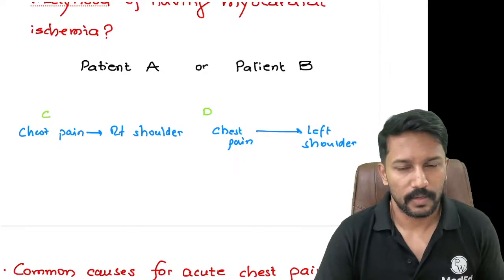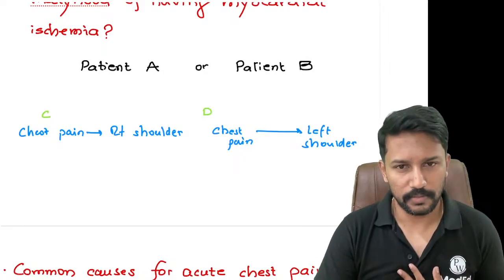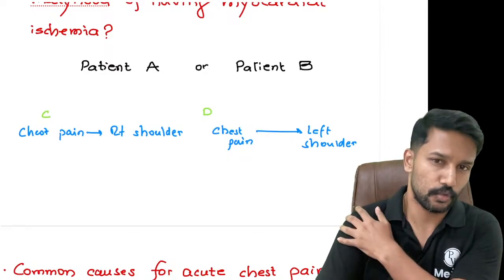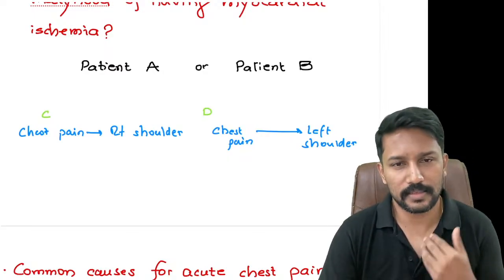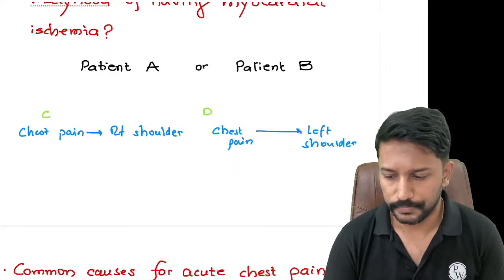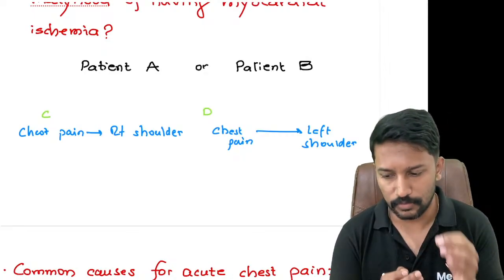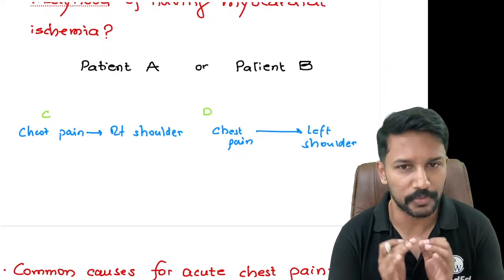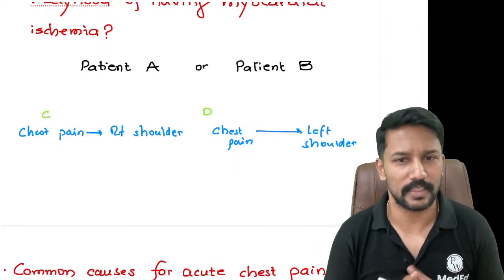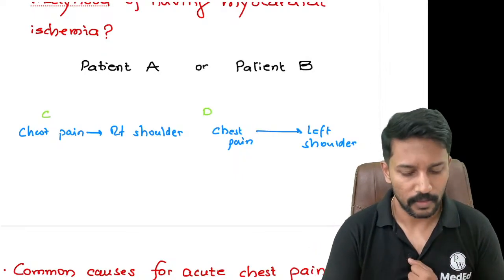Between C and D, patient C has chest pain which is retrosternal, acute in onset, which is getting referred to the right shoulder. Patient D has chest pain which is retrosternal, which is getting referred to the left shoulder. Okay, so Medlad thinks option C and Anshuman thinks option D. So now we are getting answers on both sides, right? So what does that mean?